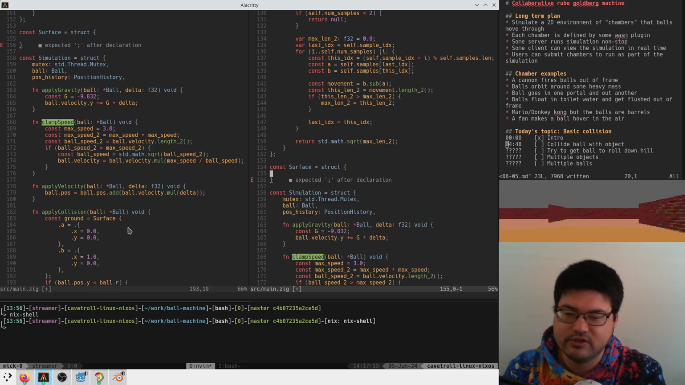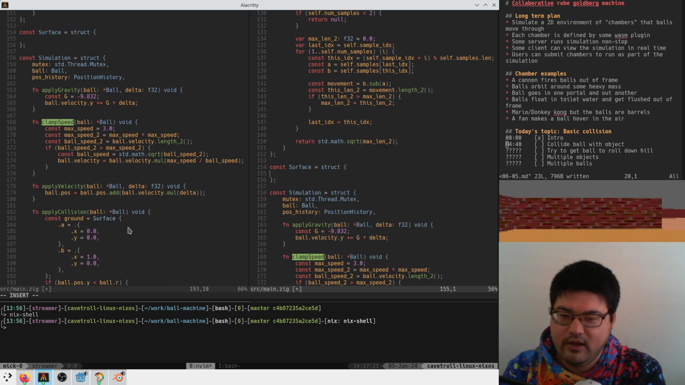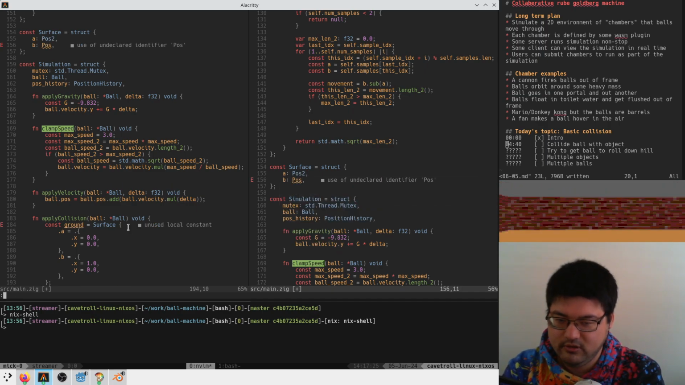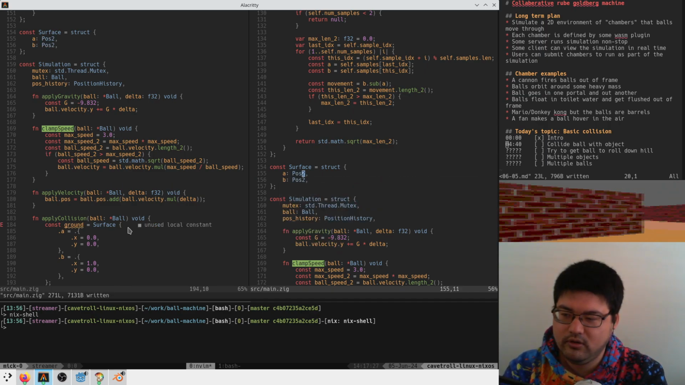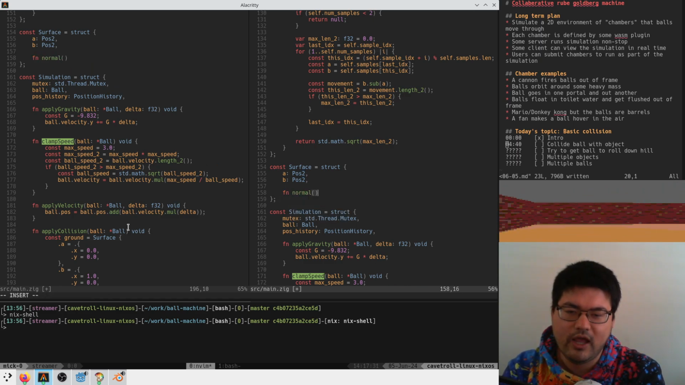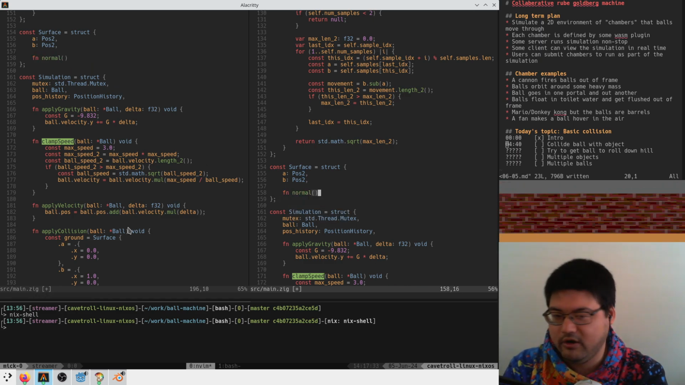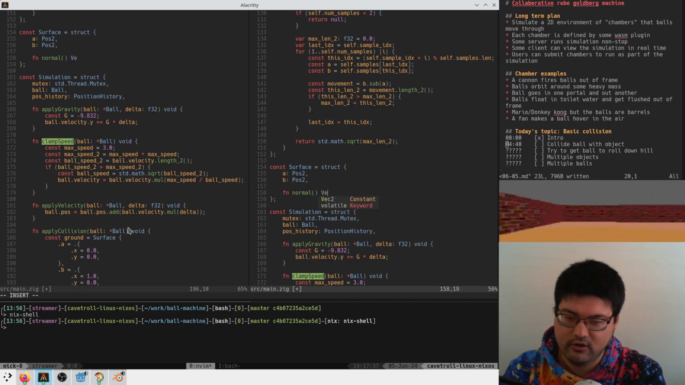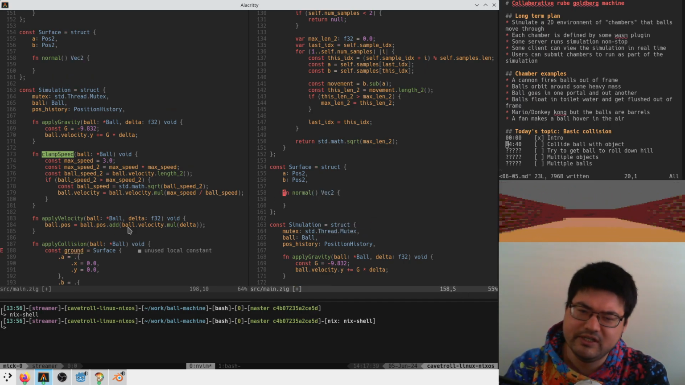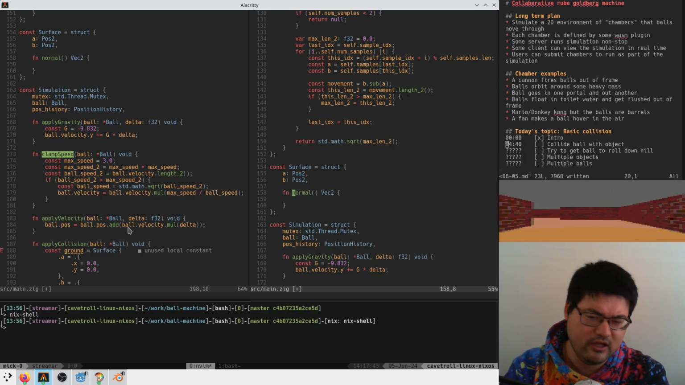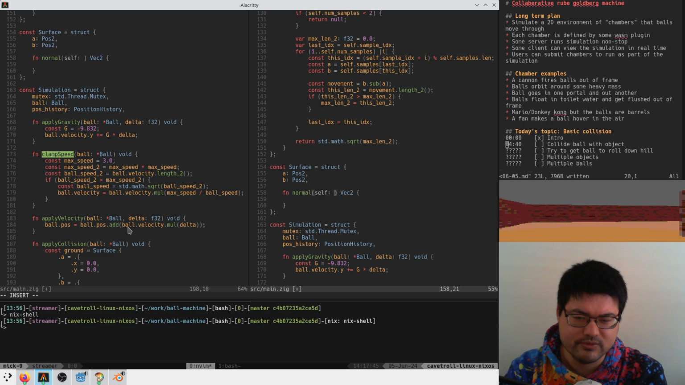So I guess our surface is going to have A, which is a position, and B, which is a position. Okay. And now we're going to have to get its normal somehow, which is going to be a vector, which is very similar to position in that it's got 2 numbers, but I think semantically they're different enough that it's worth calling them something else.